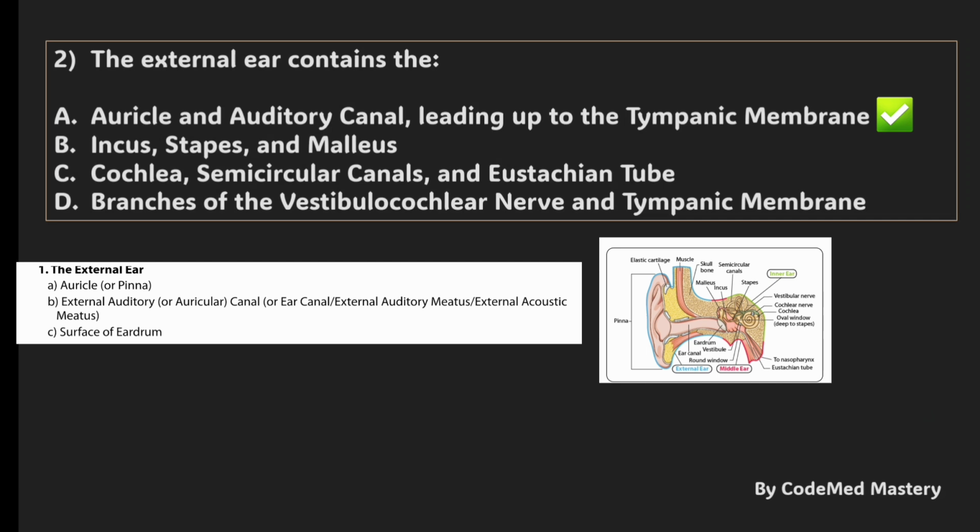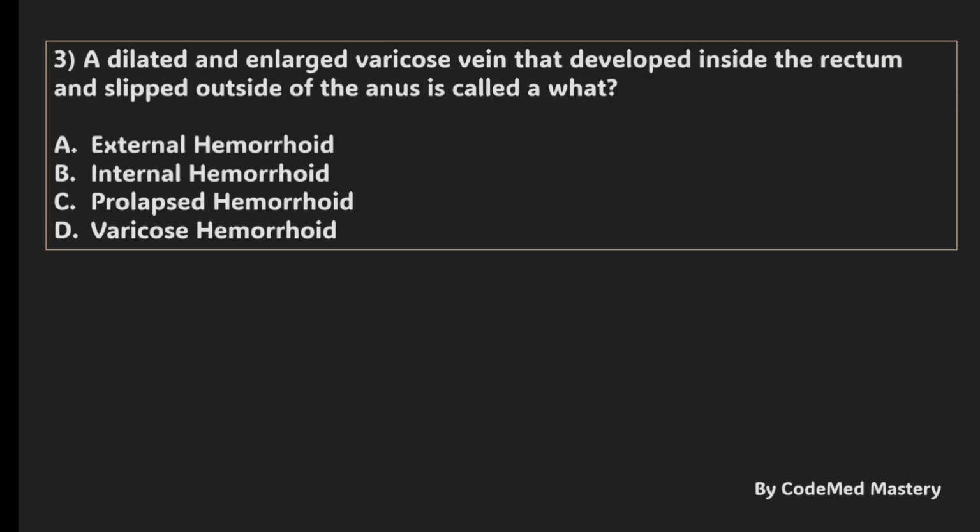The tympanic membrane separates the outer ear canal from the middle and inner ear. Middle ear includes incus, stapes and malleus. The inner ear contains the cochlea, semicircular canals and eustachian tube. This is where sound waves are converted into nerve impulses which are read by the brain. Let us move on to the next question.